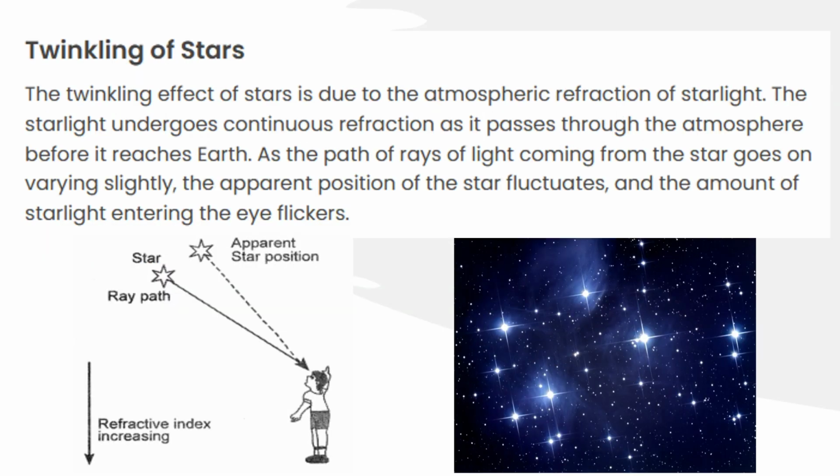Twinkling of stars. This twinkling of stars is due to the atmospheric refraction of starlight. The stars emit their own light, and due to this light, the stars shine in the night sky. Here the starlight reaching our eyes increases or decreases continuously due to the atmospheric refraction, and this is why the stars appear to twinkle at night.